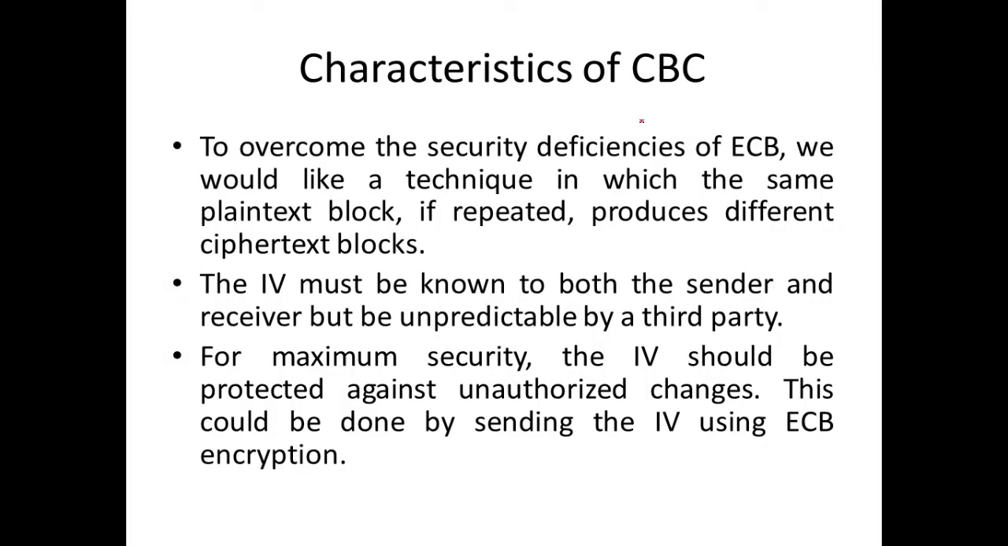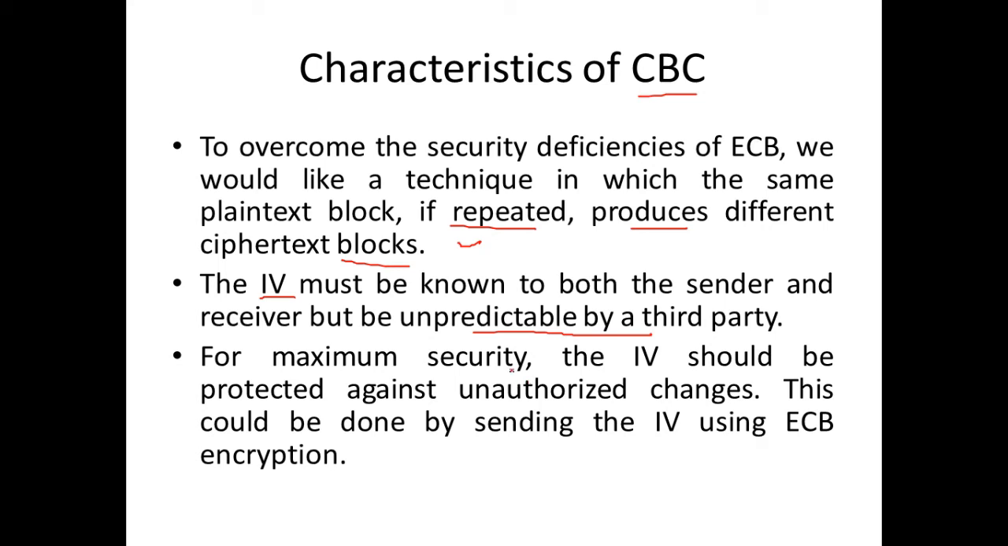So what are the characteristics of CBC? We've already seen that the same plain text block, if repeated, produces different ciphertext blocks. So it overcomes the weakness in electronic codebook mode. Another thing is the initialization vector, which is used in the encryption phase, is also used in the decryption phase. So the sender and the receiver both should have the initialization vector, but it should be unpredictable by a third party.